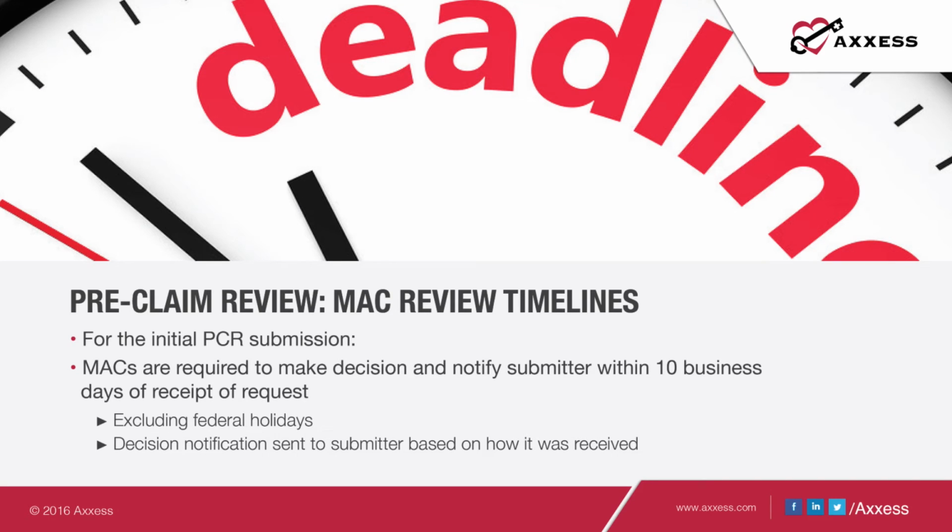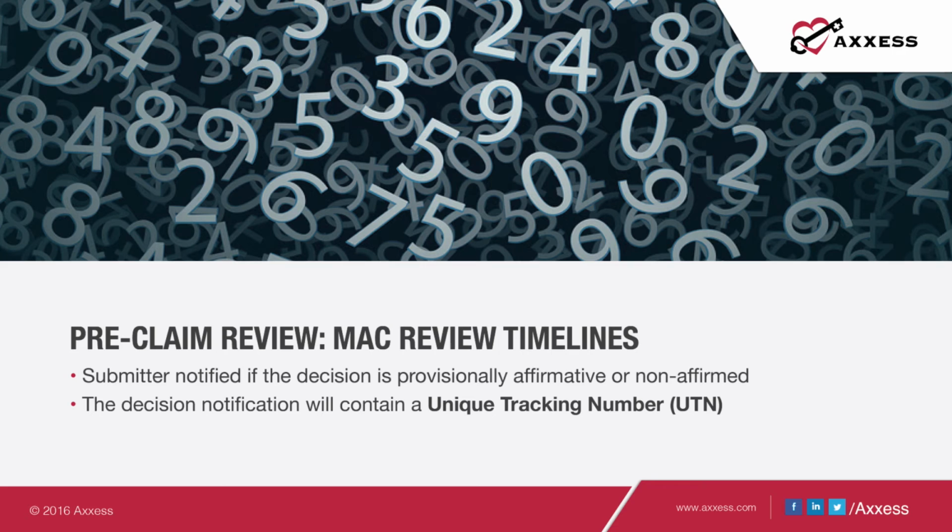that notification will be sent based on how it is received. So for example, if you choose to fax the request in, you will receive your decision by fax. If you prefer to use the e-portal on their website, you will be notified by e-portal of the decision as well. When you get your decision, you're going to have a notification if the decision is provisionally affirmative or non-affirmed. Either way, you're going to have a notification that contains a unique tracking number, and you'll need to know what that UTN, or unique tracking number, is. So make sure you hold on to your information, even if it's non-affirmed, and look for that unique tracking number.